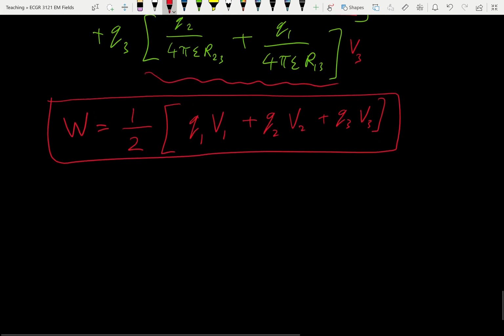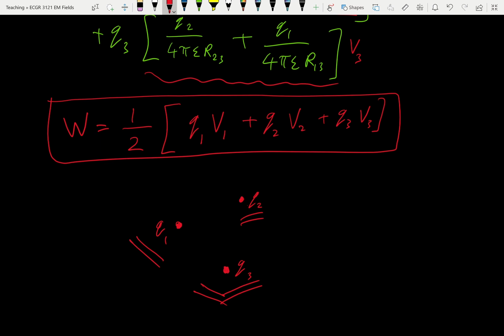If I get three charges and I place them at certain positions in space, the energy is just half times Q1 times the voltage at Q1 due to Q2 and Q3, and then plus a half Q2 times the voltage at Q2 due to Q1 and Q3, plus half the charge Q3 times the voltage at Q3 due to Q1 and Q2.